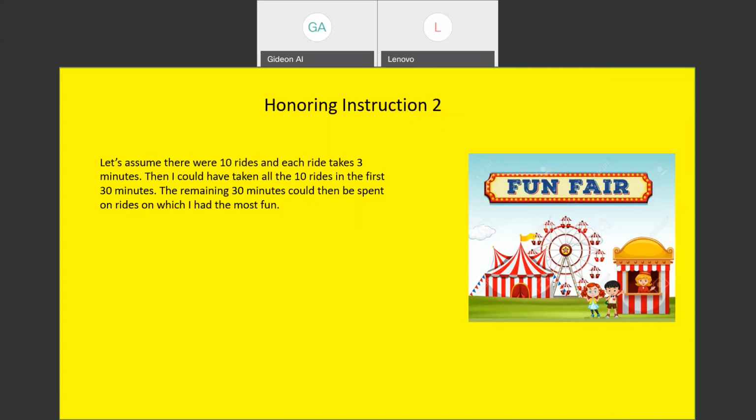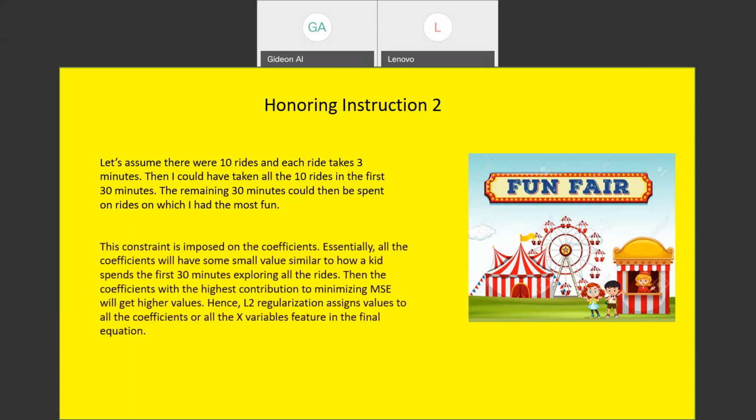You are actually getting involved, taking a ride and then taking a decision. In 30 minutes, you complete all the rides. Now we have 30 more minutes. Now what you will do, out of those 10 rides, whichever rides you enjoyed the most, you are going to take only those rides, again, multiple times. That's exactly what ridge regression means.